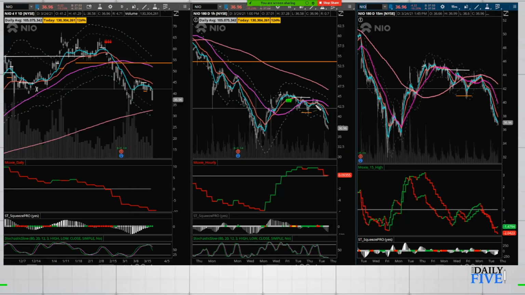So one more way that we can look at this, if you don't get down on the 15, is look at the hourly. You can see that price ran right into the underside of the hourly 50, turning it from potential support to definite resistance.